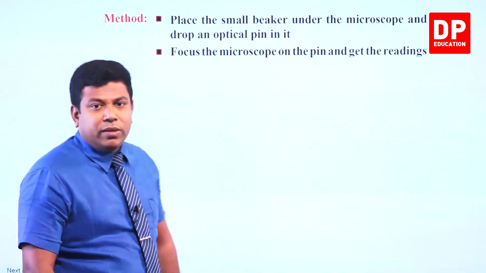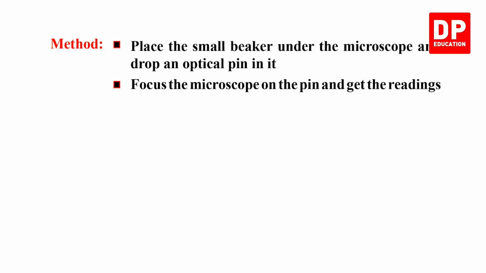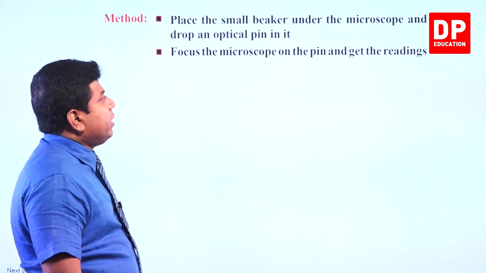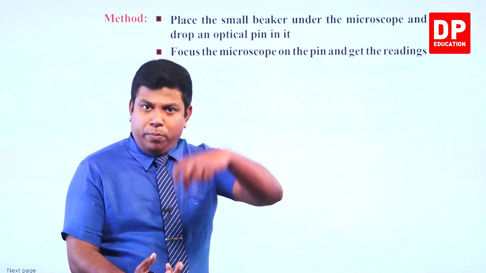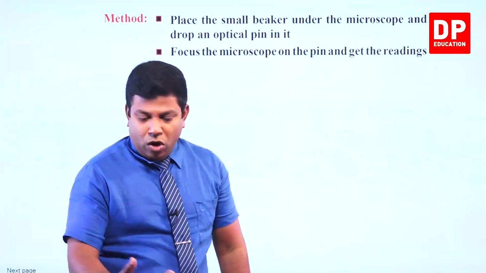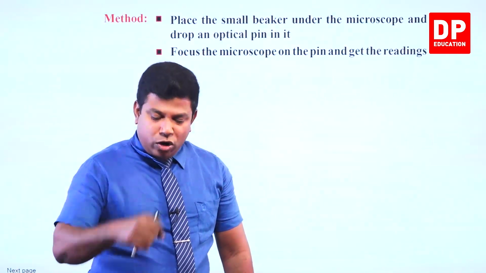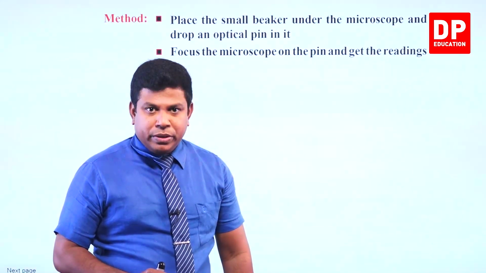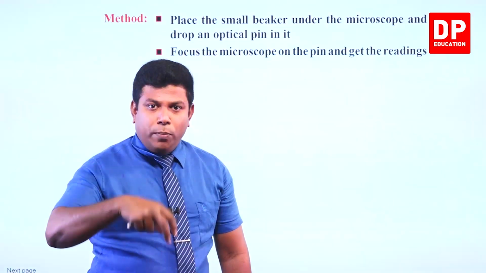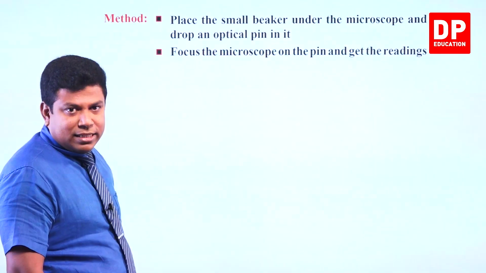Method. Look at the methodology. You must be able to write this methodology for the exam. Place the small beaker under the microscope and drop an optical pin in it. That means you take the beaker, keep it under the microscope tube, directly under that, on the base of the travelling microscope, and drop a pin inside that. So pin is what the object is going to be. So we will be focusing the microscope on the pin.